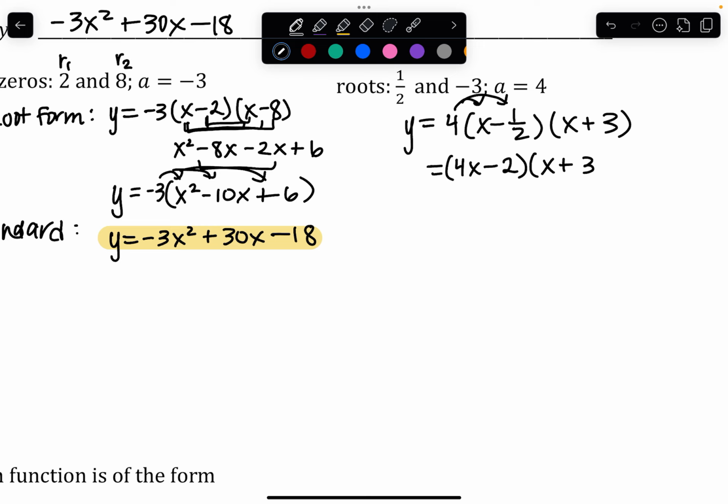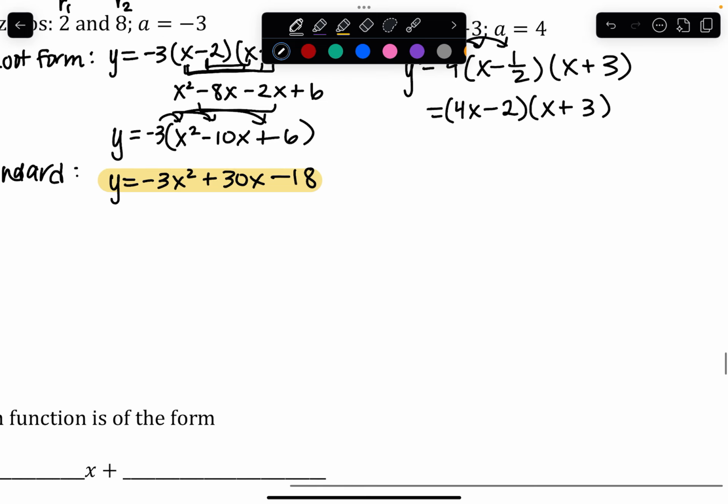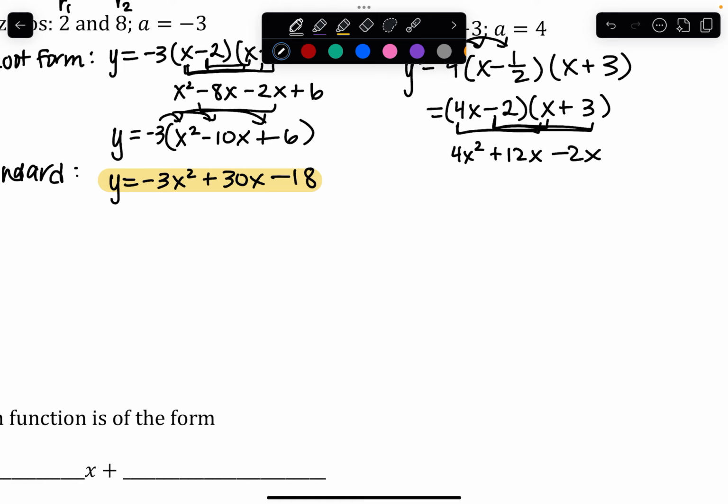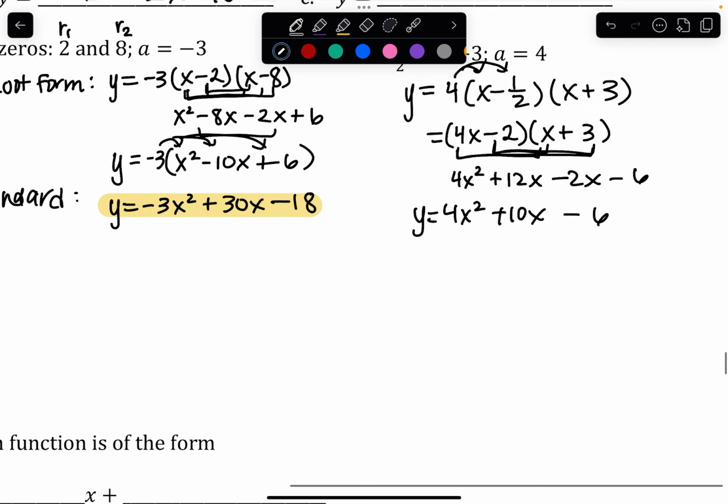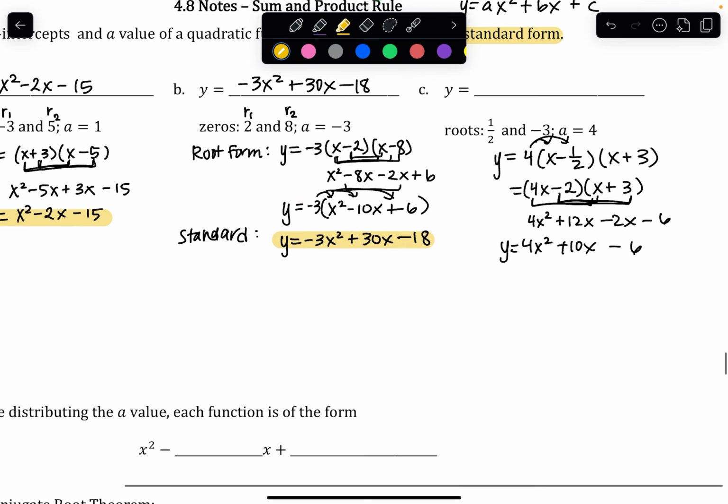4 times 1/2 is 2. Now we have integers that we can work with. 4x squared plus 12x minus 2x minus 6. Combine your like terms. We get y equals 4x squared plus 10x minus 6 for our standard form.